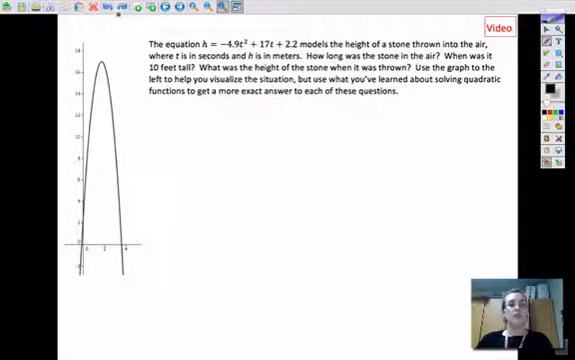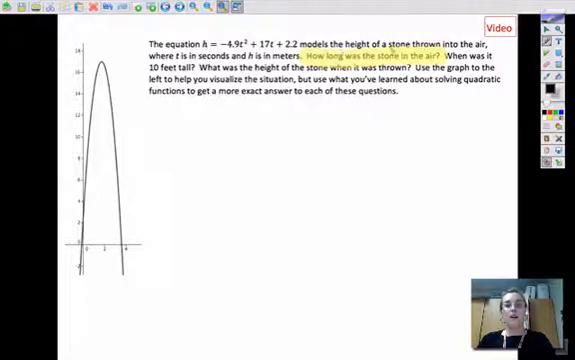We're going to give you the equation in this case for this parabola that models the height over a certain number of seconds that this stone is in the air. Okay? So the first question that we're going to answer is, how long was the stone in the air?